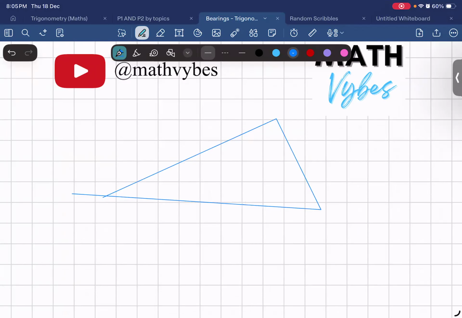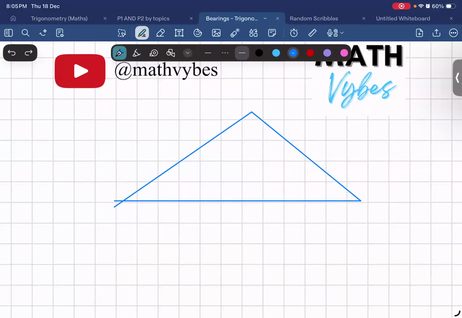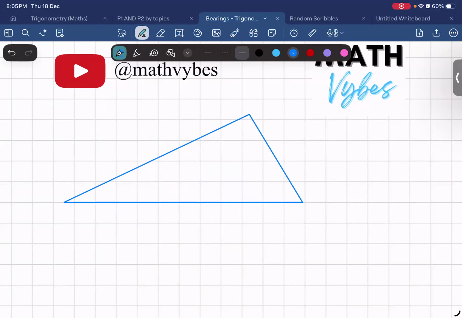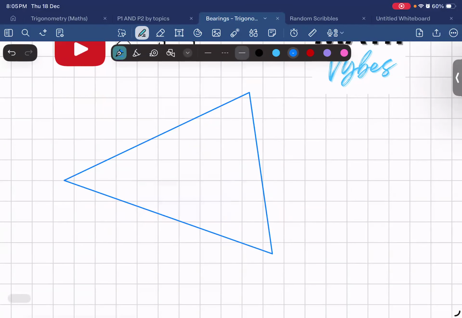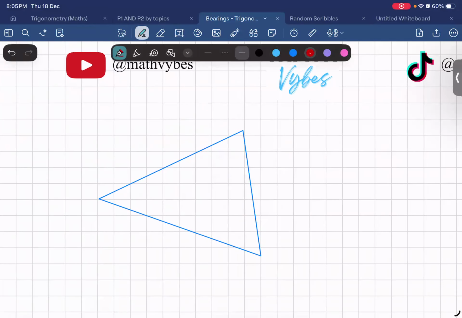So let's just look at this triangle, for instance. Tell me if you're seeing 90 degrees anywhere. Are you seeing 90 degrees in that triangle? No. So let me give you an idea of the naming convention. We would label this angle A, this angle B, and this angle C.